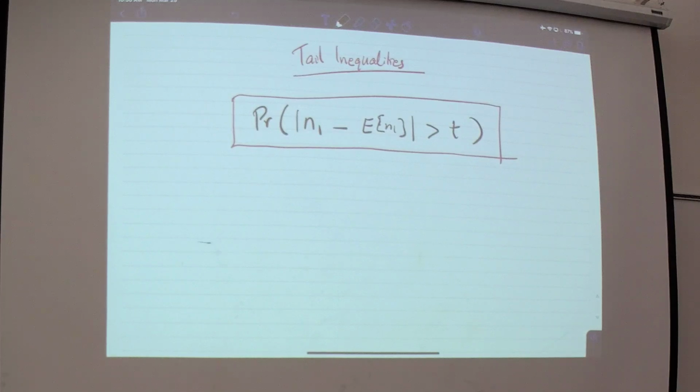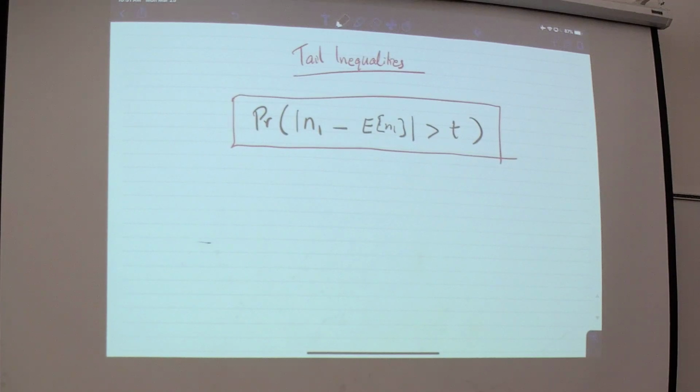So again, the language of that problem: what is the probability that the value you get, in this case N1, deviates from what you expect it should be, the expected value of N1, by more than some threshold t? So you can think of t as your tolerance for error. You're willing to tolerate some error in your estimation, but you don't want too much error. And so the actual probability you get will most likely be a function of t and maybe some other things as well. And our goal today is to understand how to analyze these things.